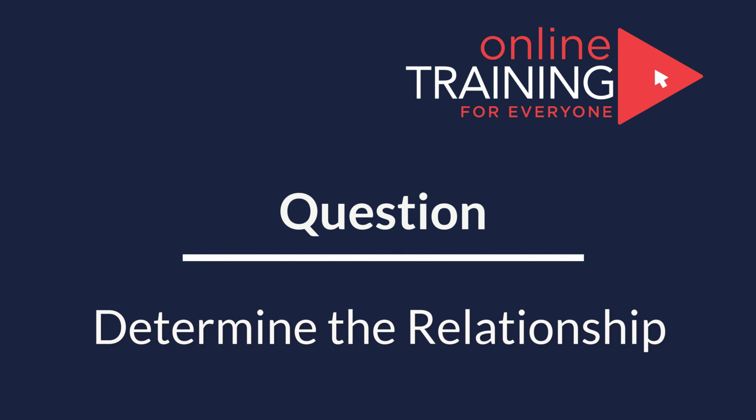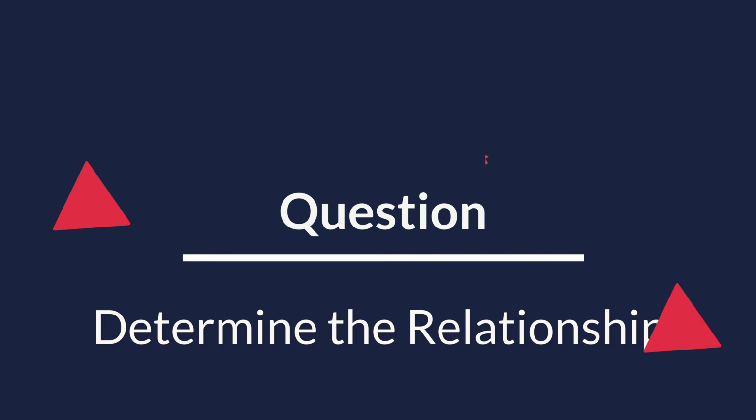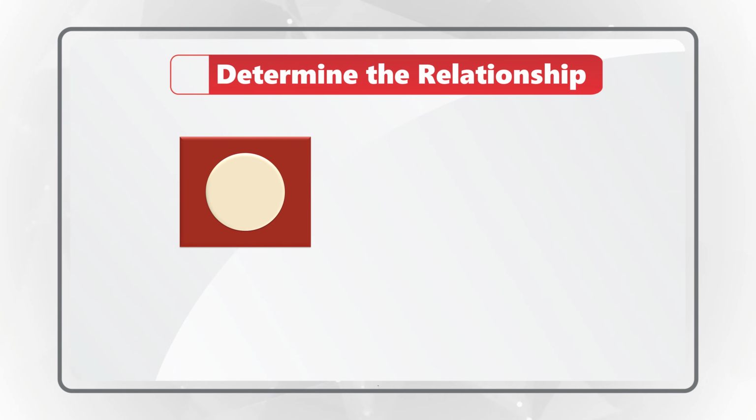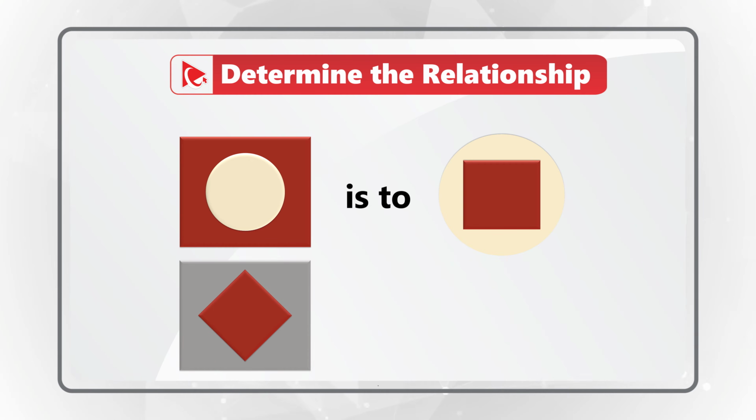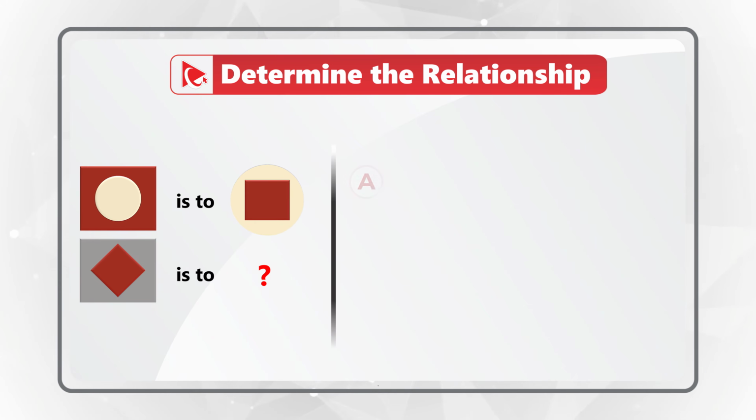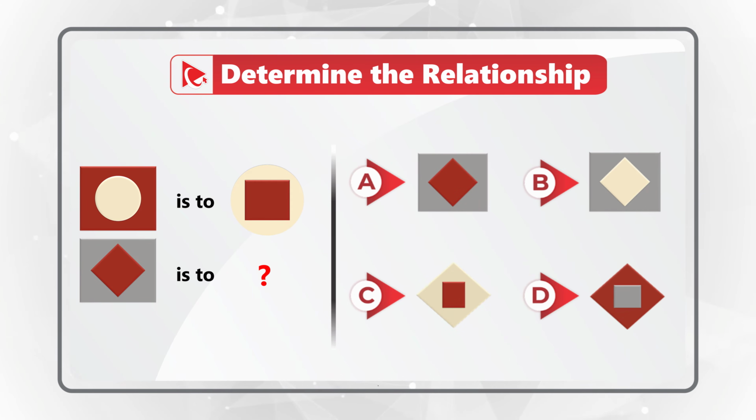Here's an amazing question where you need to determine relationships between the objects. You're presented with the 2 pairs of objects. In the first example, a red rectangle with another object inside has the is-to relationship to the yellow circle, also with another object inside. You need to determine the relationship of the gray rectangle with the red diamond inside and find the missing object among 4 different choices. Choices A, B, C, and D.